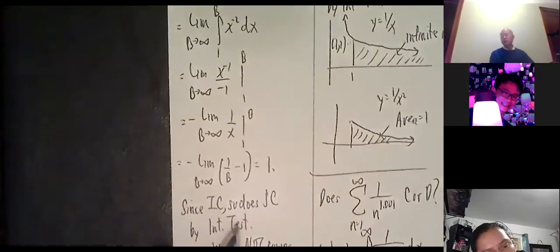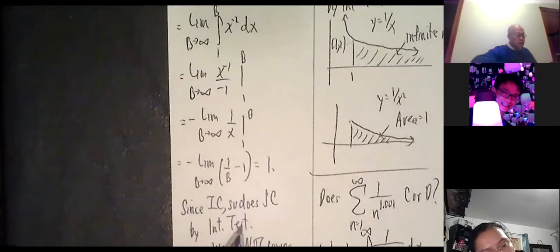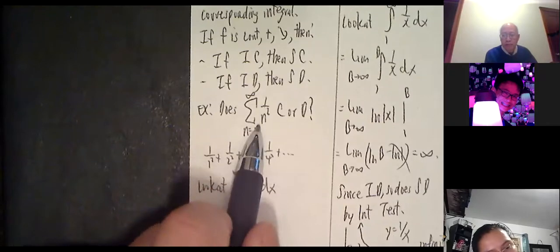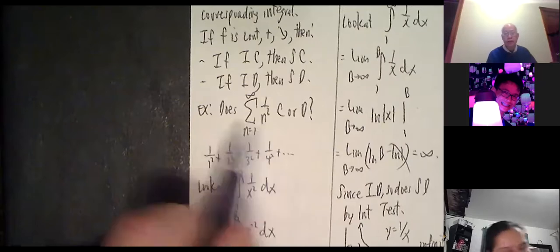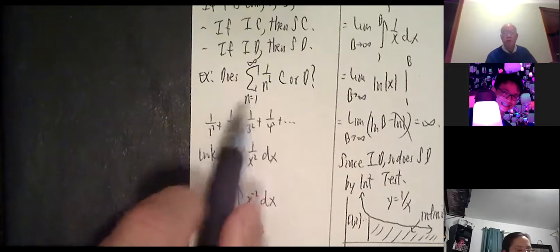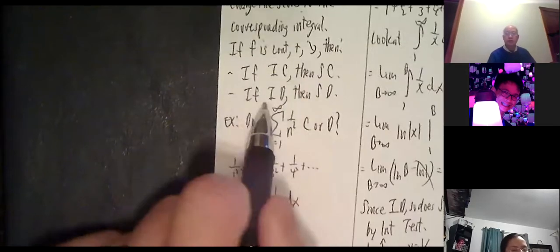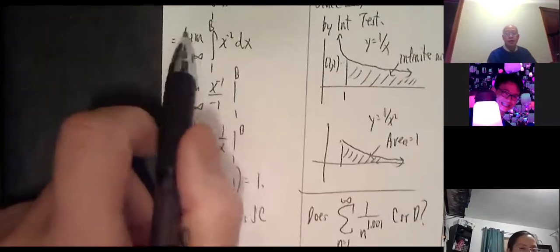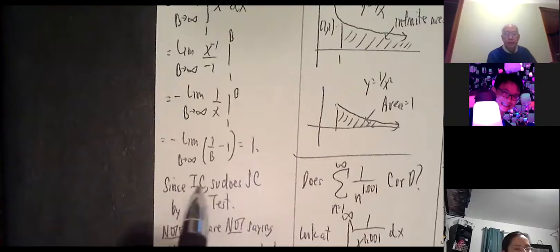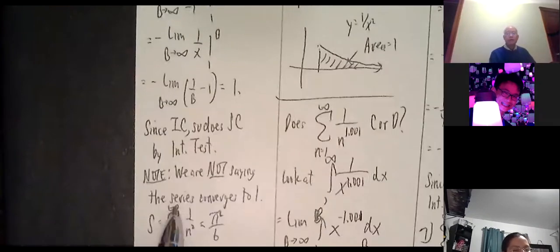That's the kind of language you would give me on a quiz or homework or the test. Again, the concept is to look at the original series and ask yourself, do I know how to integrate 1 over x squared? Sure, I can. So change it to the integral. If the integral converges, the series converges. If the integral diverges, the series diverges. That's what all this says. I did the improper integral, which we did several sections back. It came out to be 1, so the integral converges.